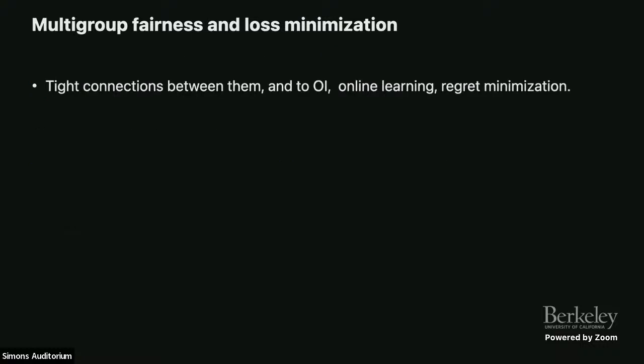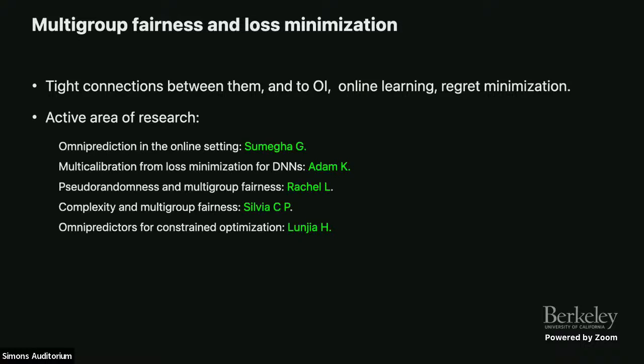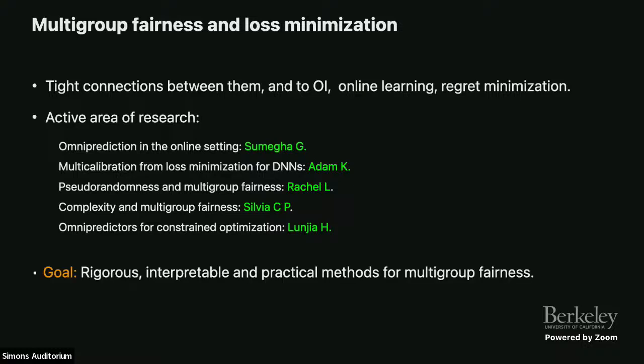So in summary, multigroup fairness and loss minimization, the main subjects of this talk, are intimately connected, not just to each other. There are all these nice connections to outcome indistinguishability, online learning, regret minimization, and many other things. This is a very active area of research. There are new connections being discovered, and I'm really excited to see a lot of these talks in this conference. I won't list them all out, but there's a bunch of them.